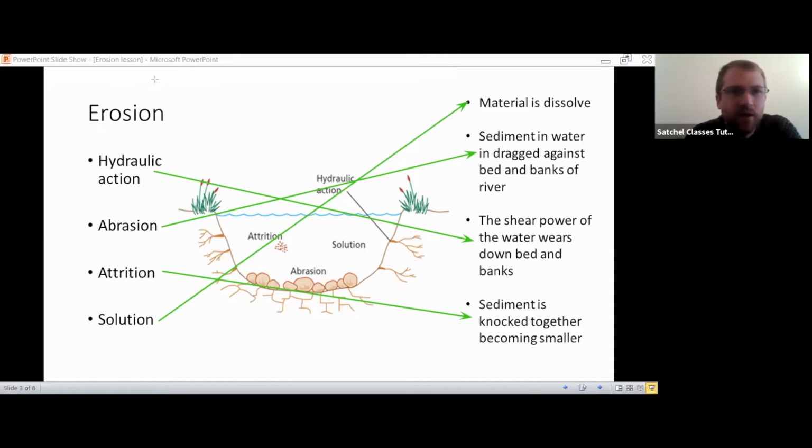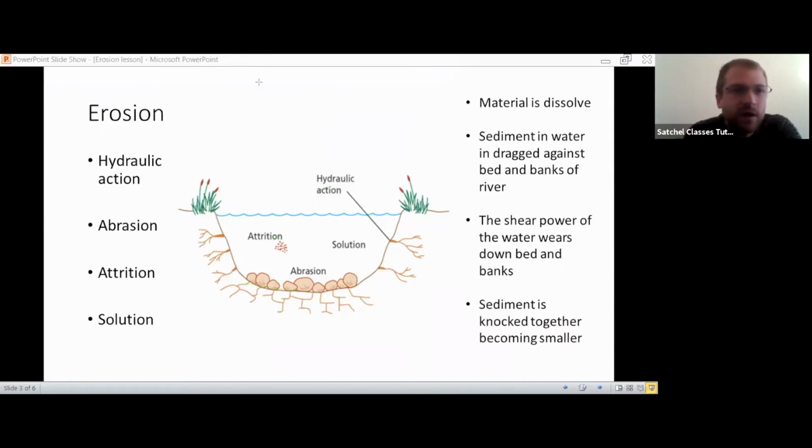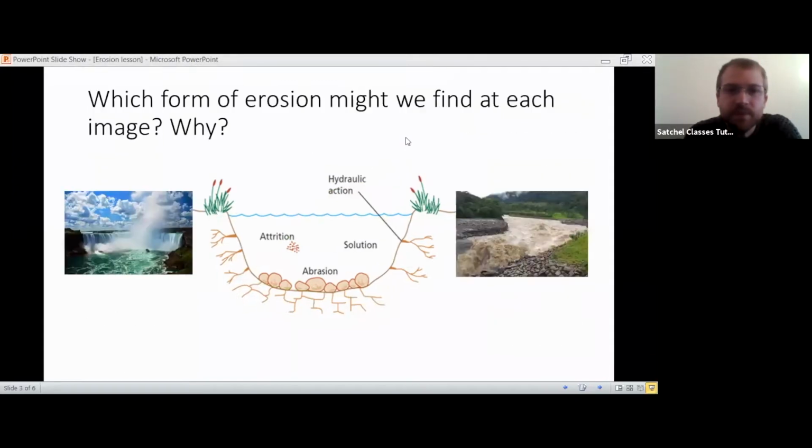Okay. So what we'll do, we'll clear this and we'll see if we can identify some of the processes, what might be happening at different parts of the river. Okay. This diagram will come up so we can reuse it as we go along. So which form of erosion might we find in each of the following images, and why? We got two images, one left, one right. Okay. So obviously you can use this diagram to help remind you what some of these words were.